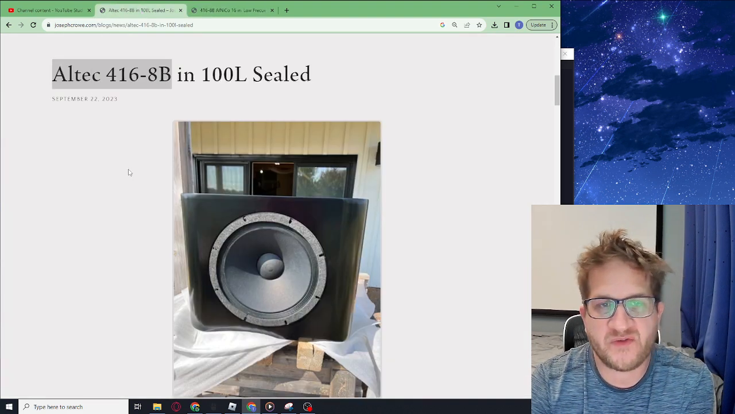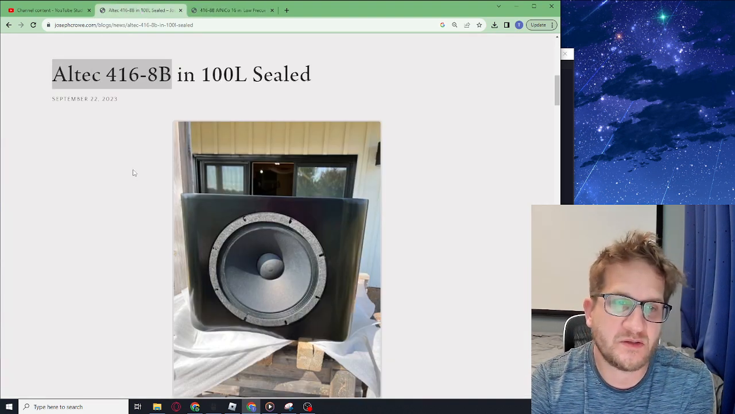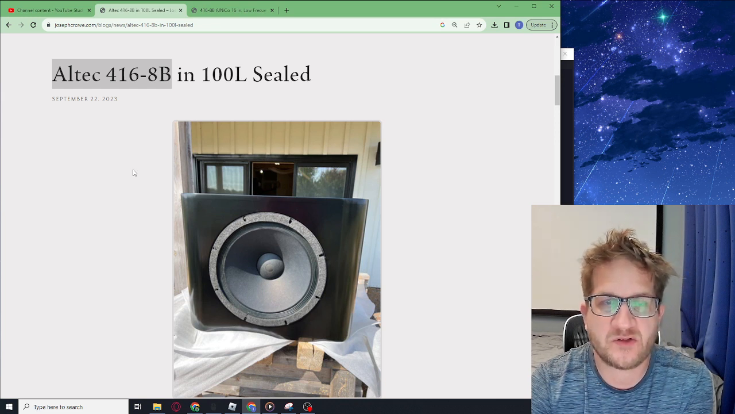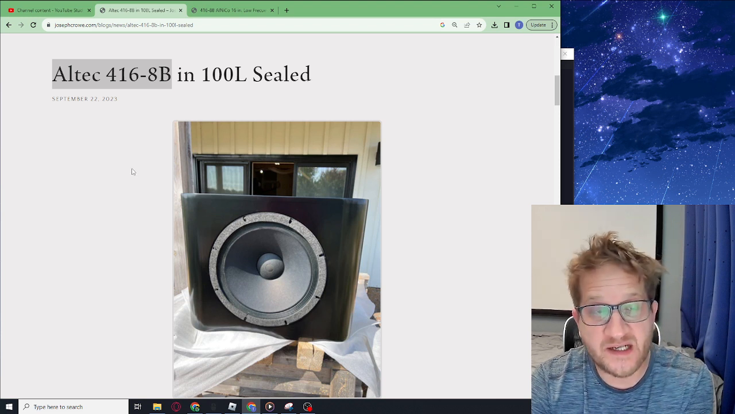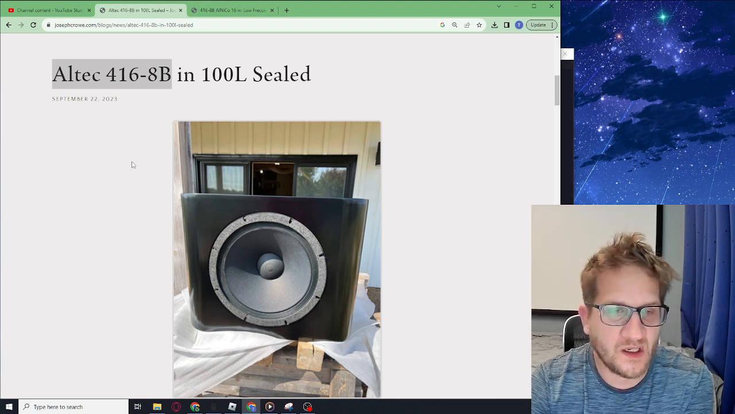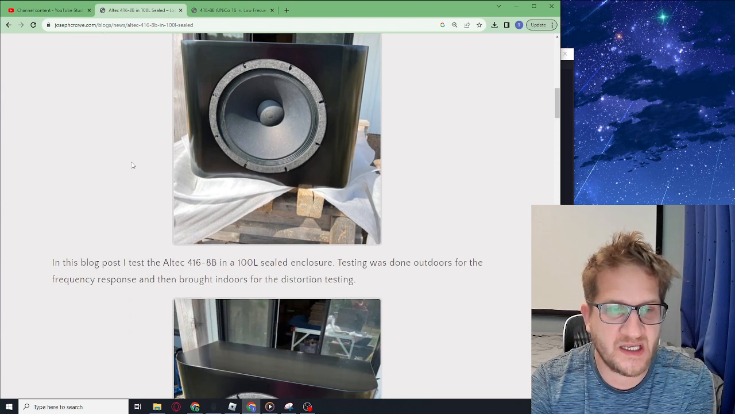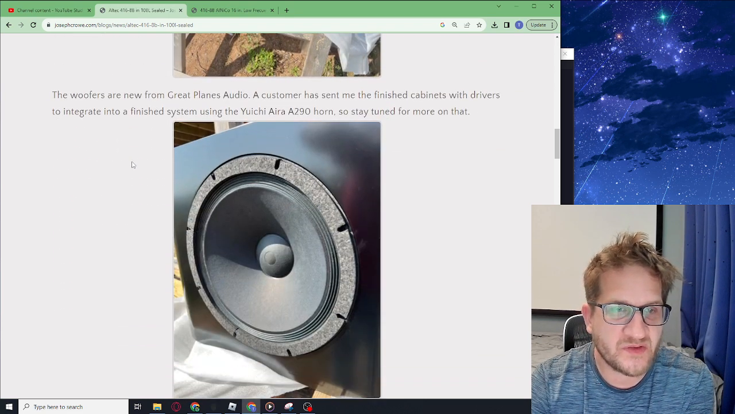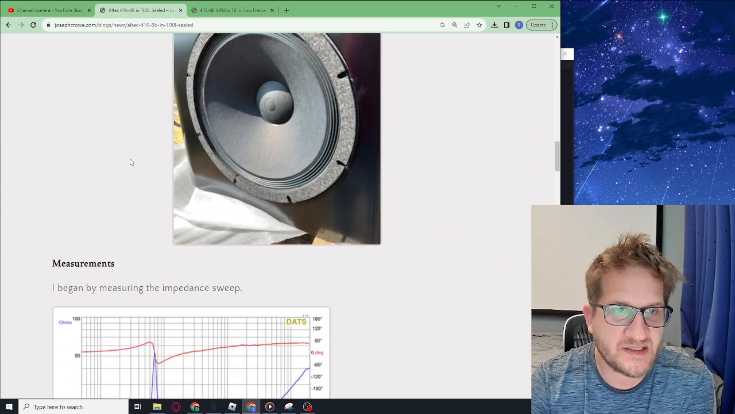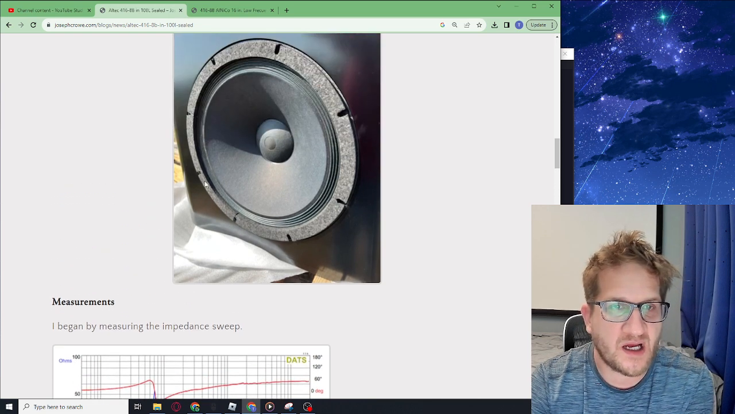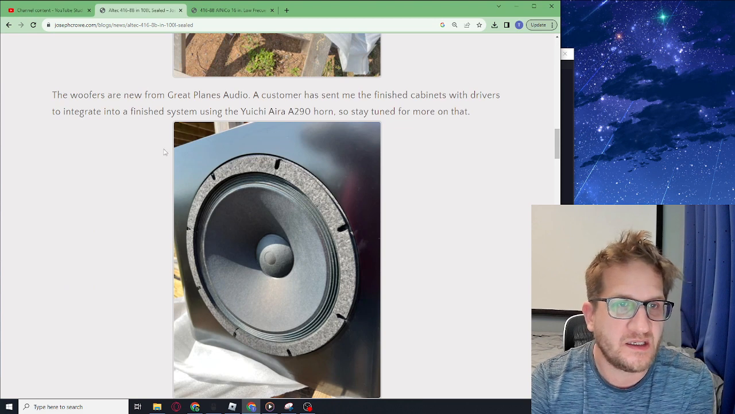And so in this video, I'm simply going to do frequency response measurements outdoors, and I brought it indoors to do the distortion measurement. So we're going to do a full set of test data on this driver and see how it does. So there you can see some photos. It's a very nice looking driver. It's got a high quality front mounted cork gasket.